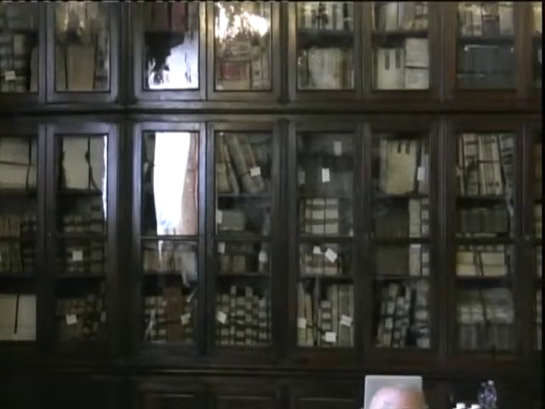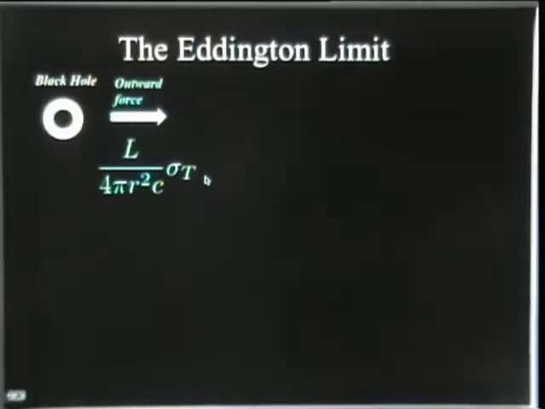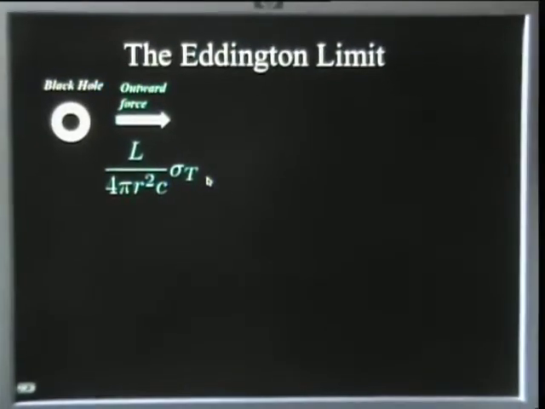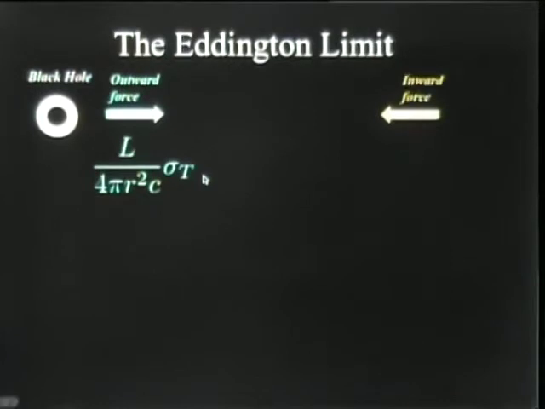And so the electron has a cross-section given by the Thomson value, the Thomson cross-section. And this gives the total force, the momentum per unit time, acting on the electron. So that's the force outwards, pushing an electron out due to the momentum flux associated with the radiation emanating from the vicinity of the black hole. And of course, for every electron, there is a proton for which there is an inward force pulling it towards the black hole. It's given by the gravitational acceleration, GM over r squared, times the mass of the proton.